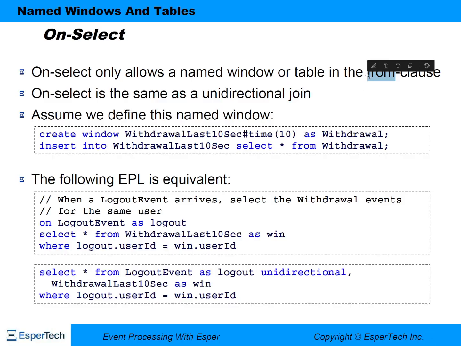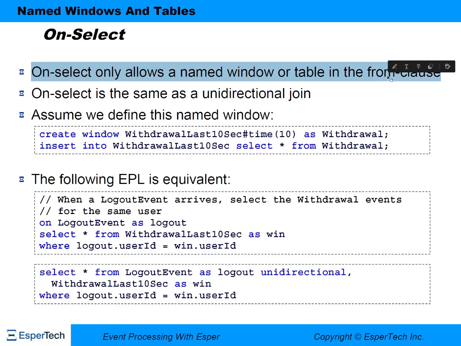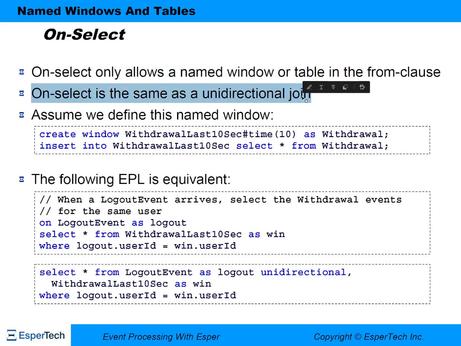On select only allows a named window or table in the from clause. On insert will be discussed later and can also be used with named windows and tables. On select is the same as a unidirectional join.